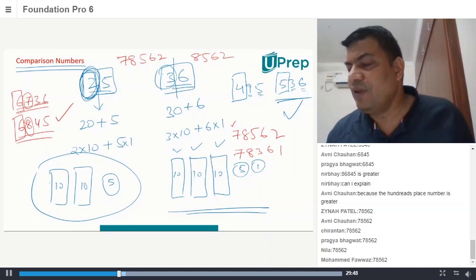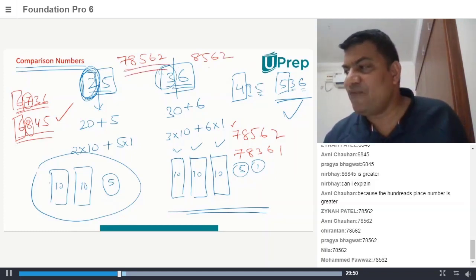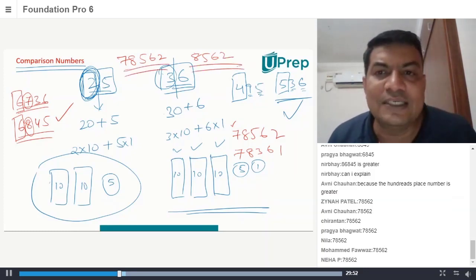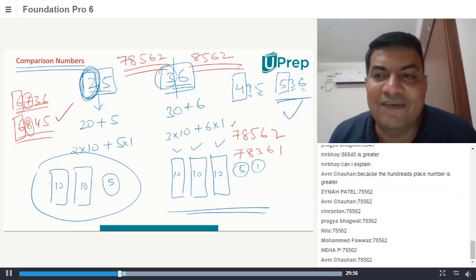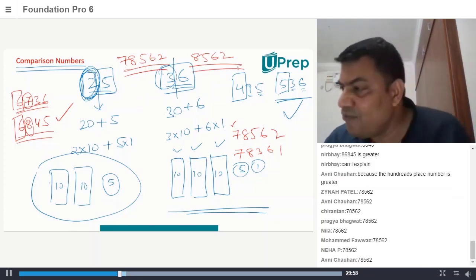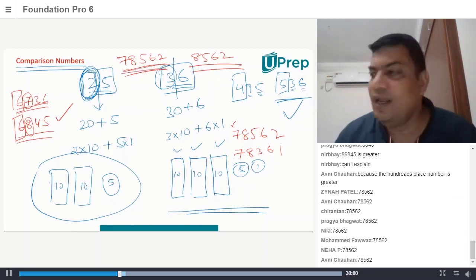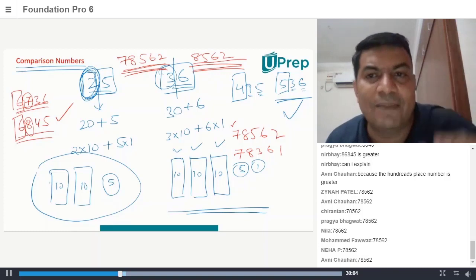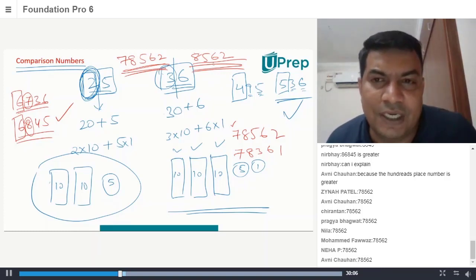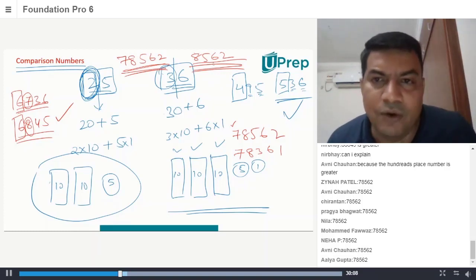If we have 78562 and 8562, is there any rocket science to solve this problem? No. You quickly say it is 78562 because 78562 is a 5-digit number and 8562 is a 4-digit number. Always a 5-digit number is greater than a 4-digit number. Okay, very good, you know it.